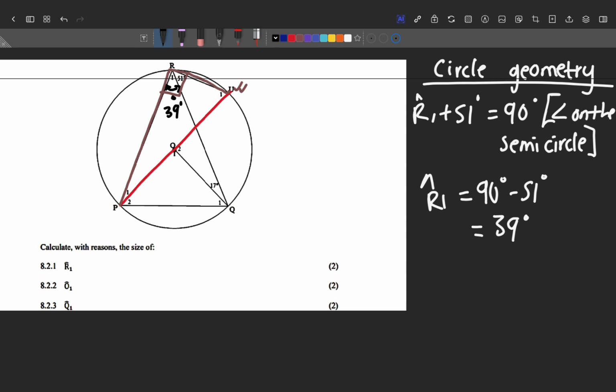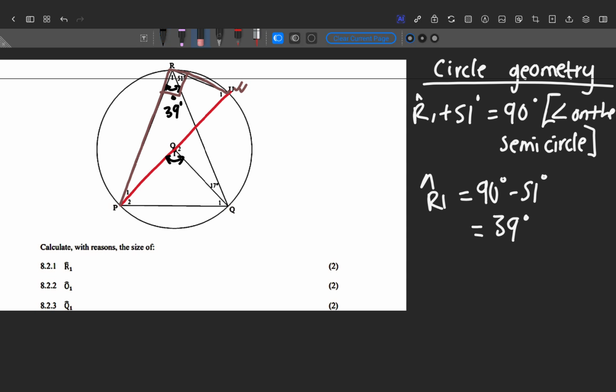Now let's look at 8.2.2. It says we should find angle O1. This is angle O1, the angle at the center. There is a theorem which states that the angle at the center is always twice the angle at the circumference, but it's really important that they are subtended by the same arc.